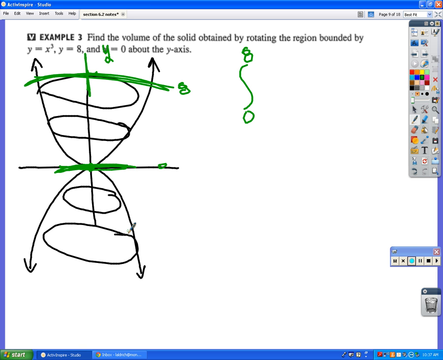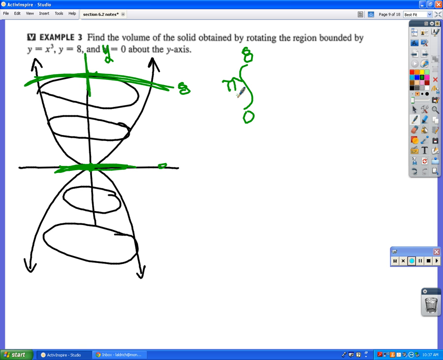Okay? All right, now we're going to take this and we're going to rotate it around. So we're going to use that formula I just gave you, pi times f of x squared. And I'm going to put the pi on the outside, so forever we'll do that, okay?